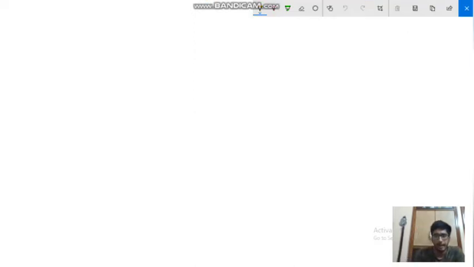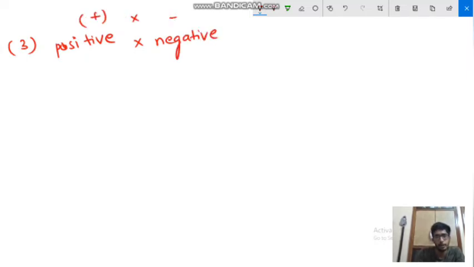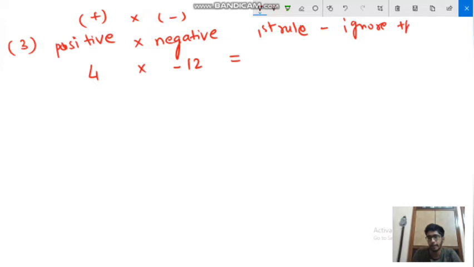Okay kids, let's start with the third one. When you have to multiply a positive integer with a negative integer. Okay, that is positive into negative. For example 4 into minus 12. So the first rule is again the same. First rule, which is ignore the sign. Okay, ignore the sign. When you ignore the sign, you just have to multiply the two numbers. That is 4 into 12, which is 48. Correct.